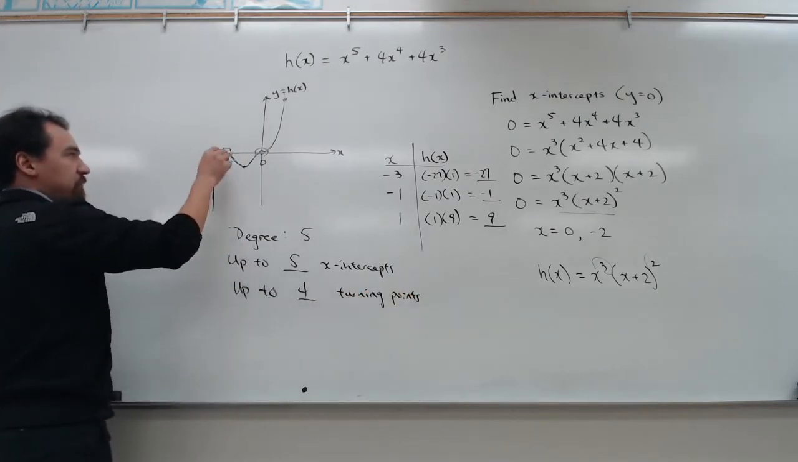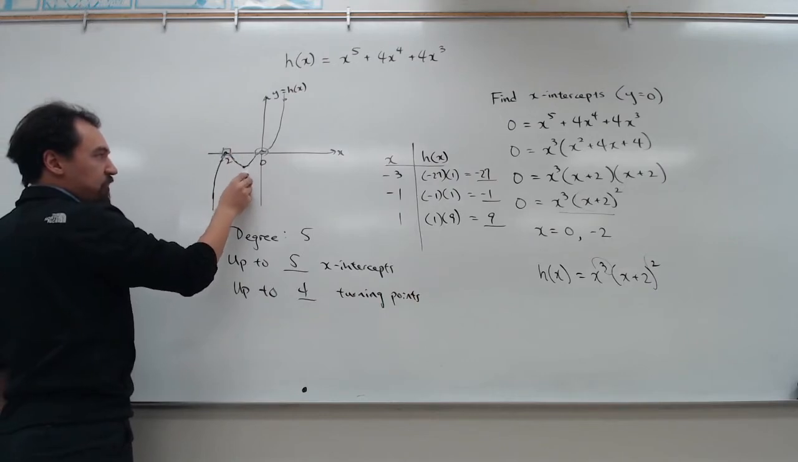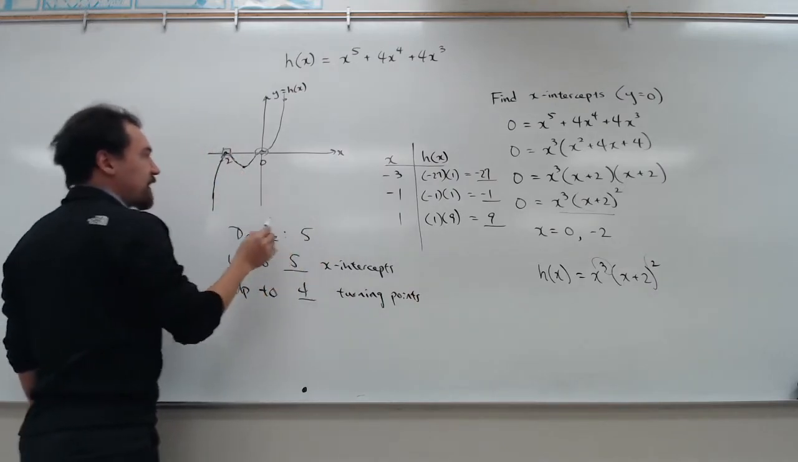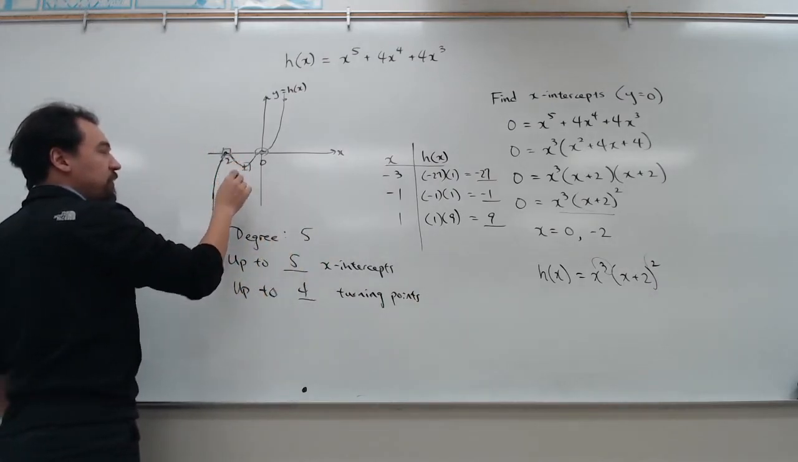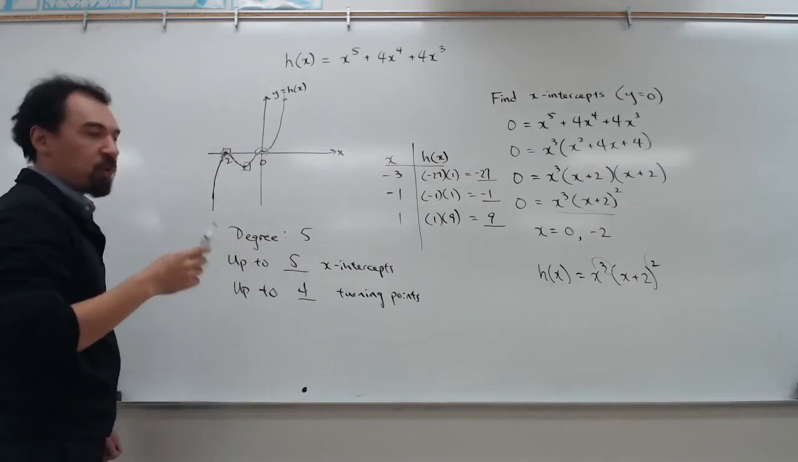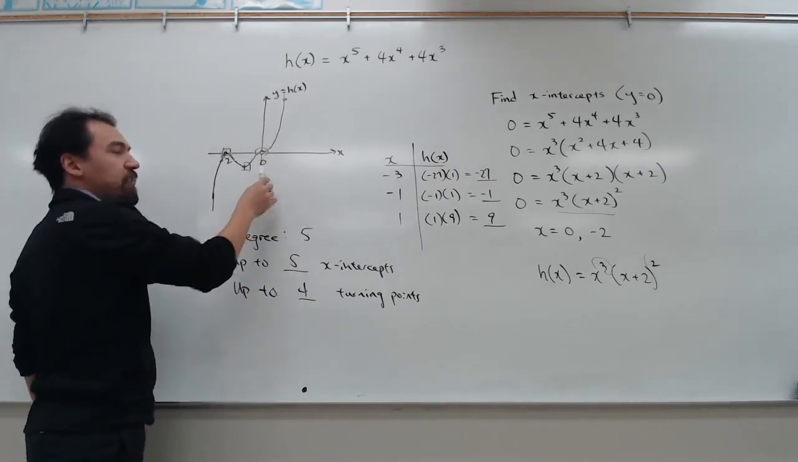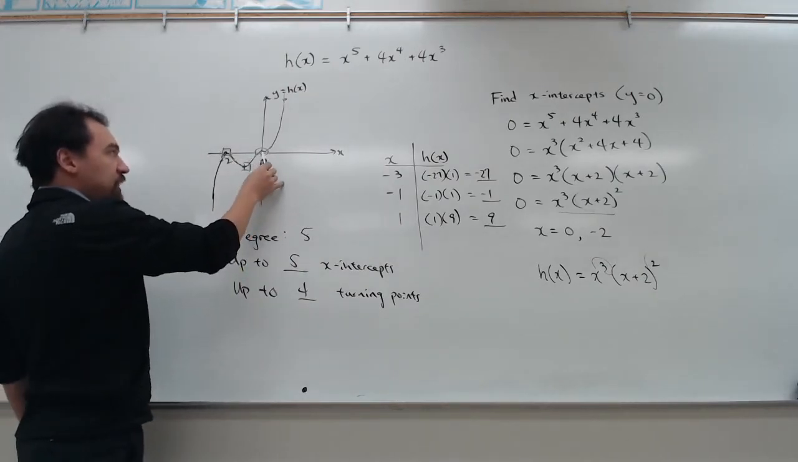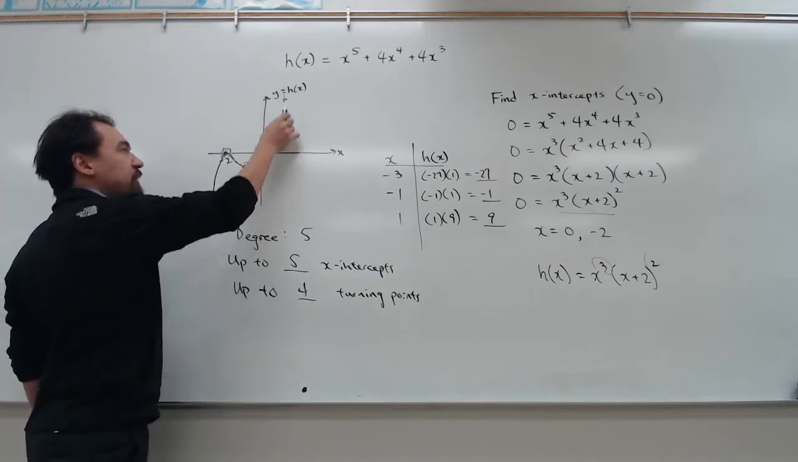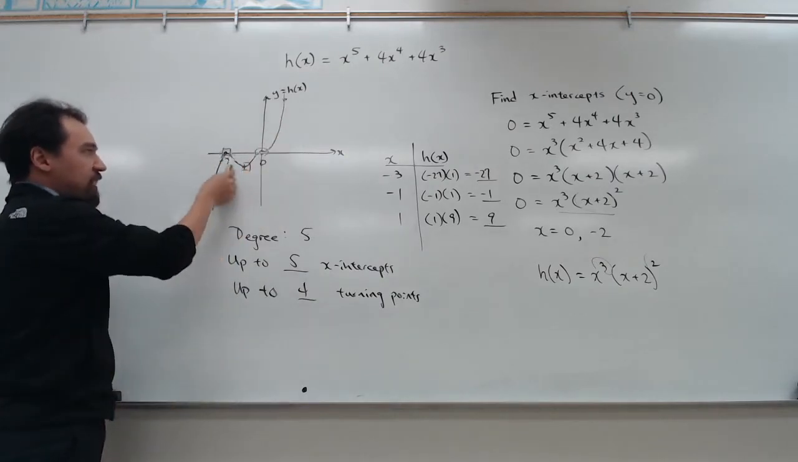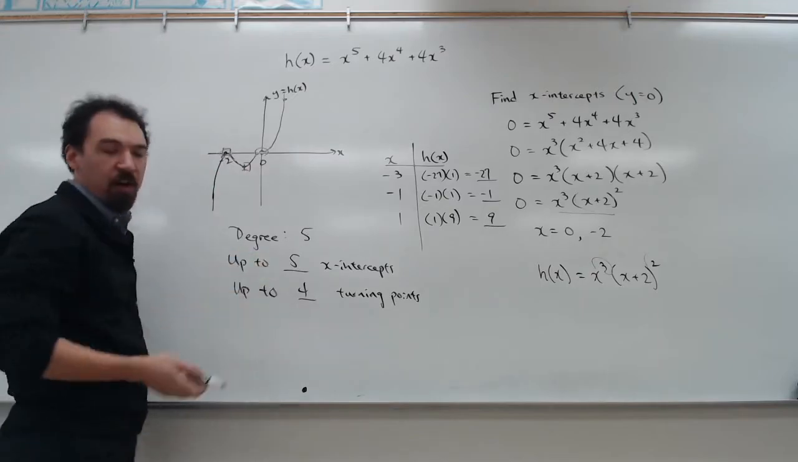And the turning points, there's a turning point here. There's a turning point somewhere in here, maybe not exactly at negative 1. There's another turning point. And then this, we don't call that a turning point because it doesn't actually change directions. It's increasing, and then it flattens out, but it keeps increasing. So in this case, I have 2 turning points, which is up to 4.